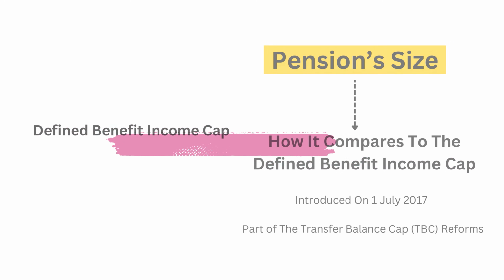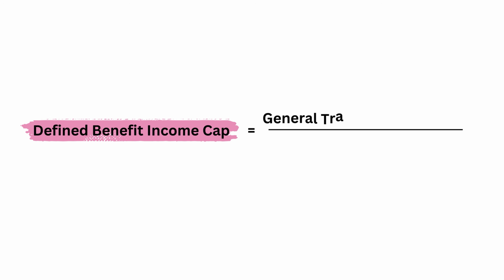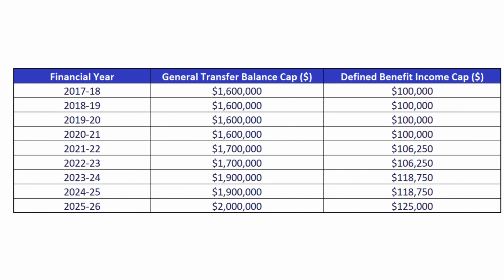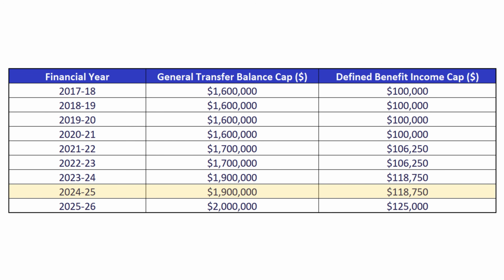The cap is calculated by dividing the general transfer balance cap by 16. Here's a full history of this cap. For the current financial year FY25, it is $118,750. From 1st of July 2025, as the general transfer balance cap increases to $2 million, the defined benefit income cap will be $125,000. Now let's put both factors together.